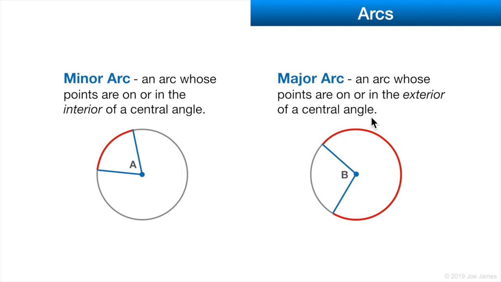A major arc is an arc whose points are on or in the exterior of a central angle. So angle B here, this gray line would be the minor arc, and the red is the major arc, which in this case is bigger than the minor arc. So points inside that angle are the minor arc, points on the outside of that angle are the major arc.